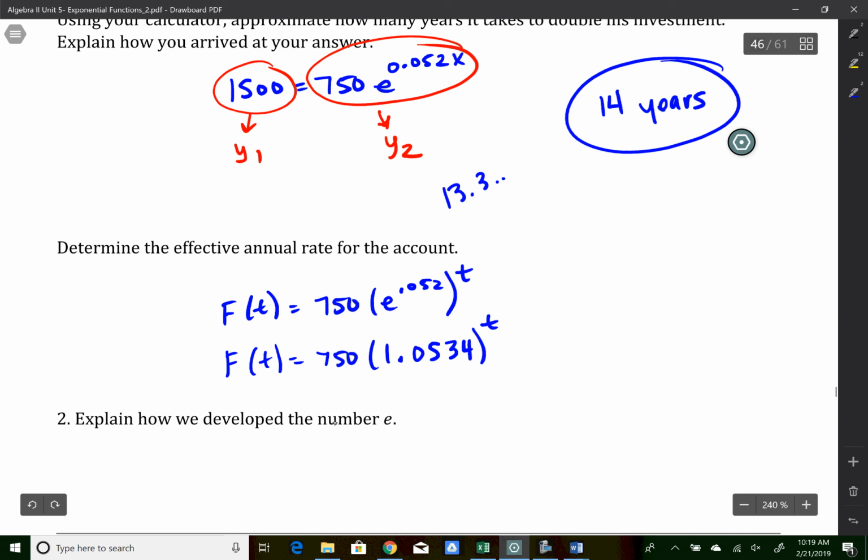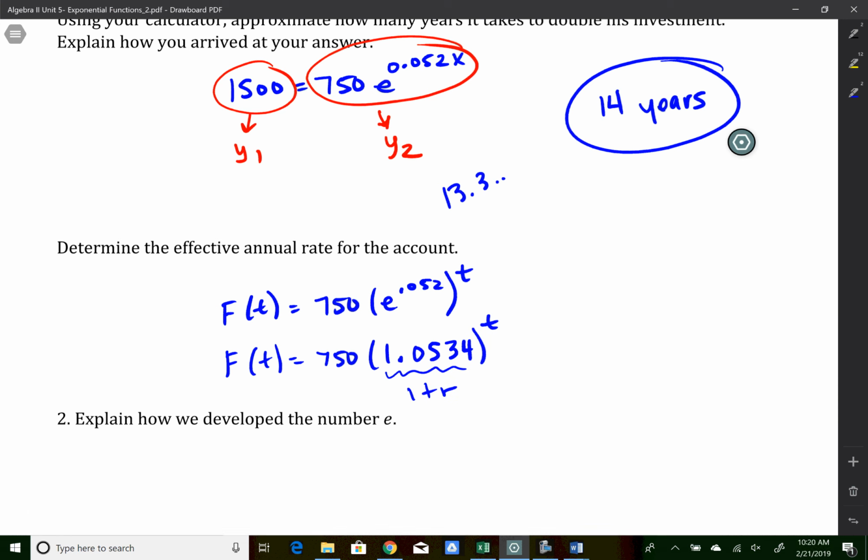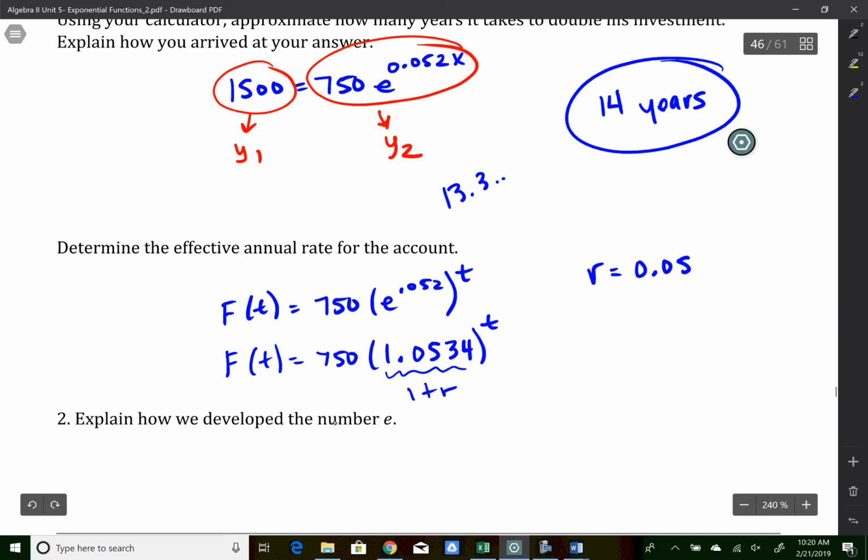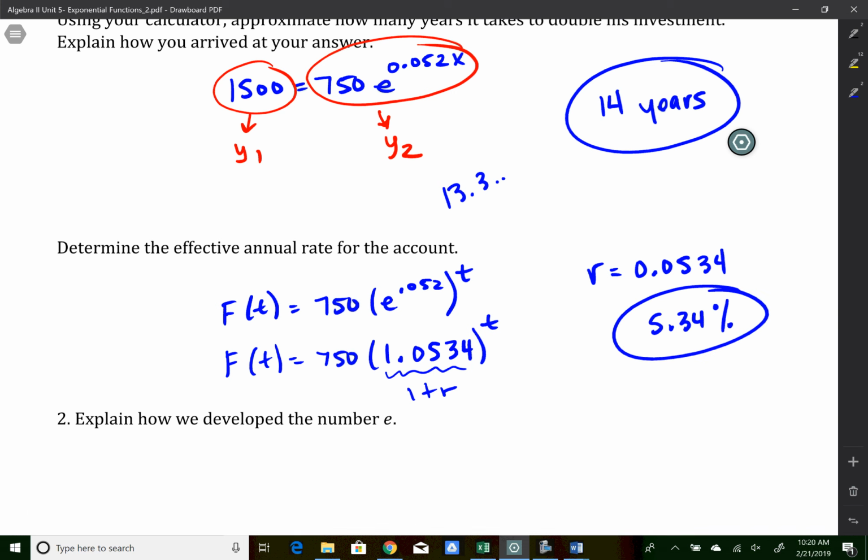And again, just like we did in the lesson, this, remember, represents 1 plus the rate. So if I subtract 1 from that value, the effective rate in this case is 0.0534, or about 5.34%. It doesn't say what to round to, so we'll just go out a couple values.